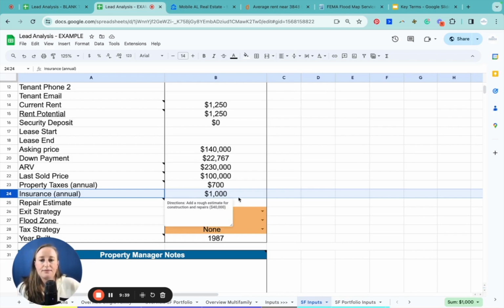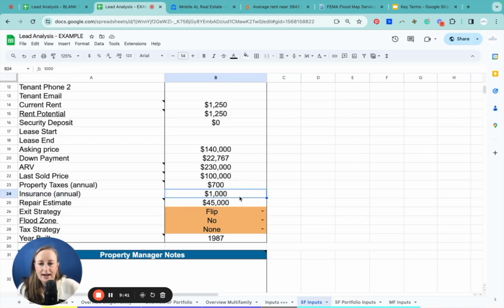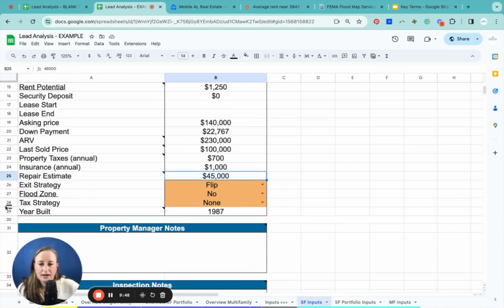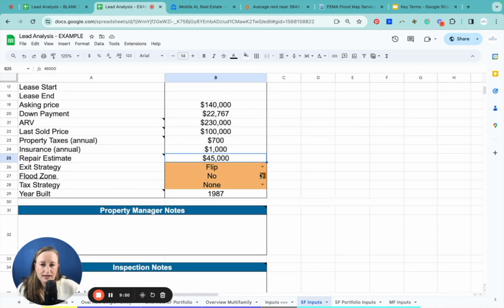So just find an estimate to put in there. That is an important part of your costs. Then the next thing is your repair estimate. The best way to do this is if you're already working with a project manager or general contractor who can go through and provide an estimate for you. That is the best way to come up with this number.